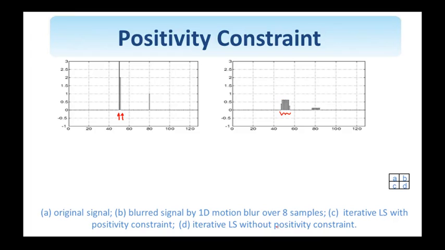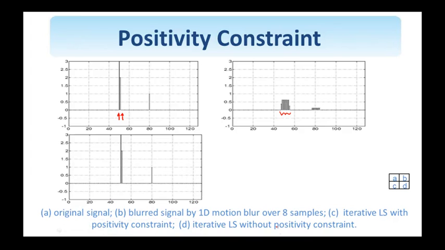If I run the iterative least squares algorithm with the positivity constraint, which means that at each iteration step, the negative values of the restored signal are set to 0, are clipped, then I'm able to obtain a perfect restoration, perfect recovery of the 3 impulses as shown here.